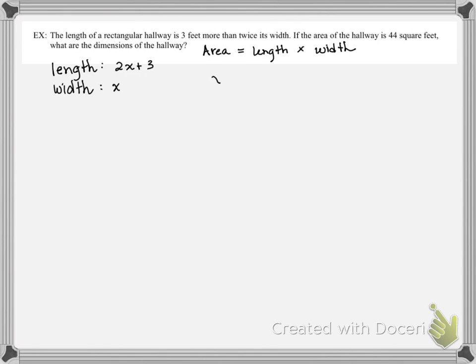So I have x times 2x plus 3. I know I wrote it as width times length, but I think it looks better this way than to have the x on the other side. And that is equal to 44 square feet.